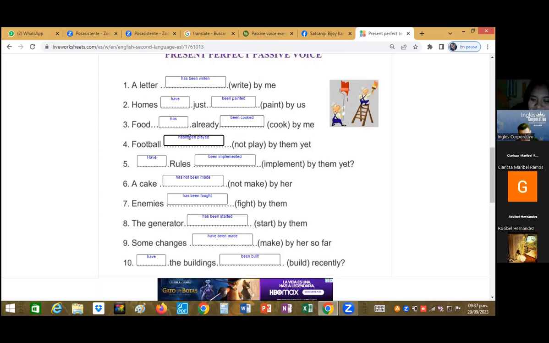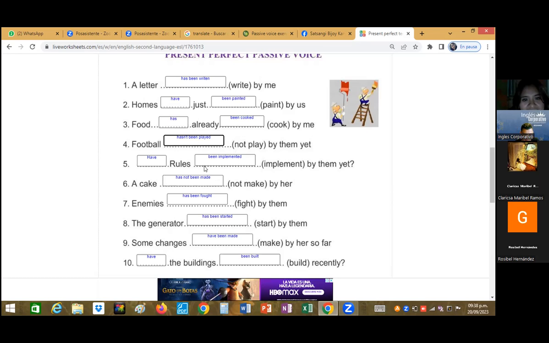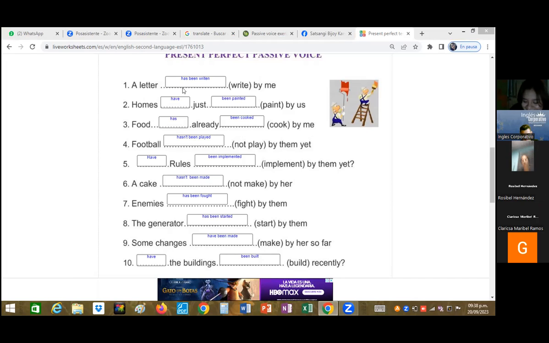Vamos a ver, pues. Have been implemented only that. Pero espérenme. Has o have. ¿En cuál? En las negativas. La number A is has. Has been. Has o have? Has. Has been made. Uh-huh, okay. Hasn't been made. Yes, I was. Okay. Check.